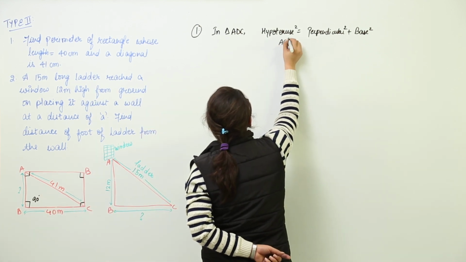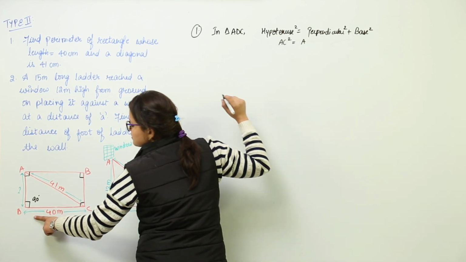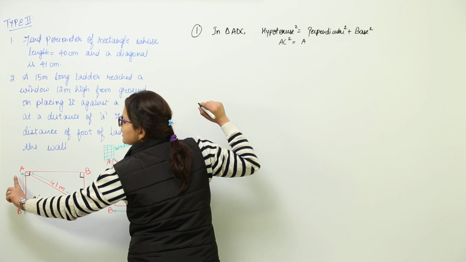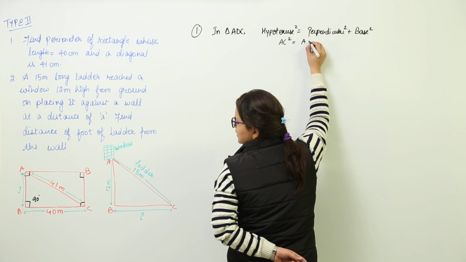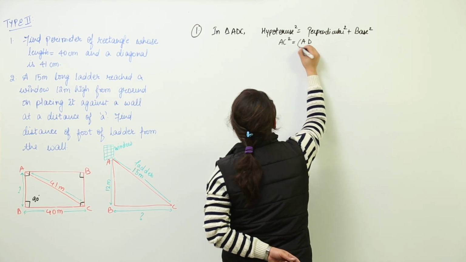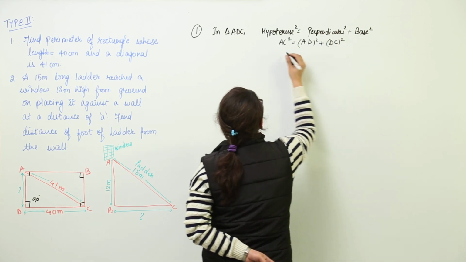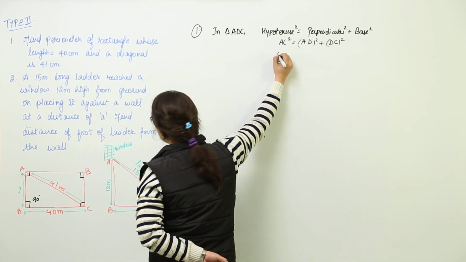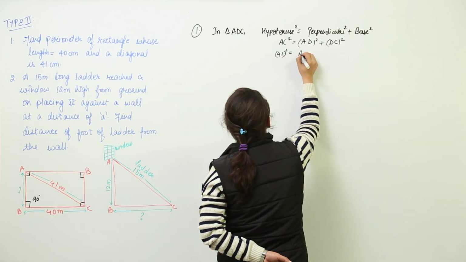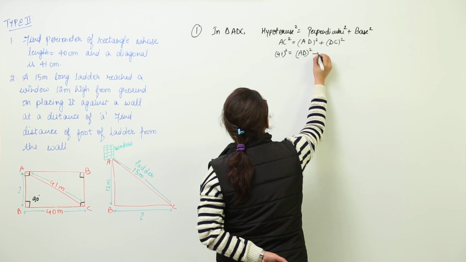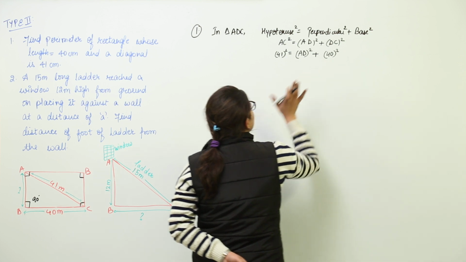So, we write AC square will be equal to, what is the perpendicular? If you take this as the base, this is the perpendicular. You can take this as the base and take this as the perpendicular. I am taking AD as the perpendicular and DC as the base. So, we have AC's measurement already, that is 41. We have AD, no we do not, so we will write it as it is, and we have DC as 40. So, we have written down the values.